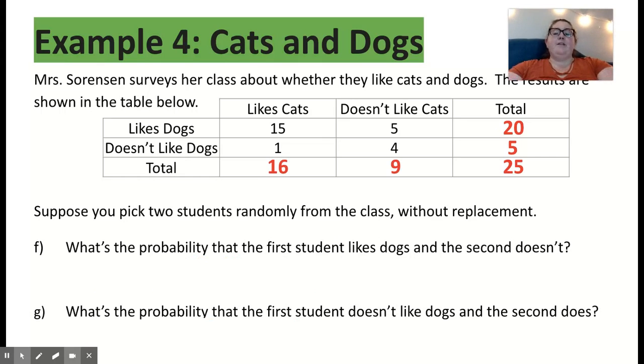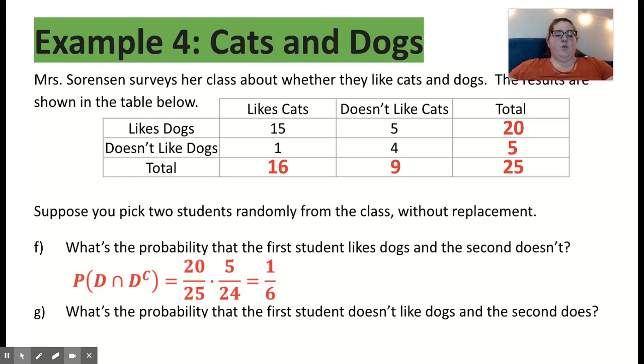What's the probability that the first student likes dogs and the second doesn't? Same idea, but now we're kind of mixing it up a little bit. So likes dogs and doesn't. The first time I pick a student, 20 like dogs out of 25 total. The second time I pick a student, this time we want doesn't like dogs. So we have 5 of those left. That hasn't changed. But as a total, we only have 24 students to choose from because we already picked one. So it would be 5 out of 24. Again, multiply top, multiply the bottom. That would give me 100 out of 600, which reduces to 1/6, so 0.1667.